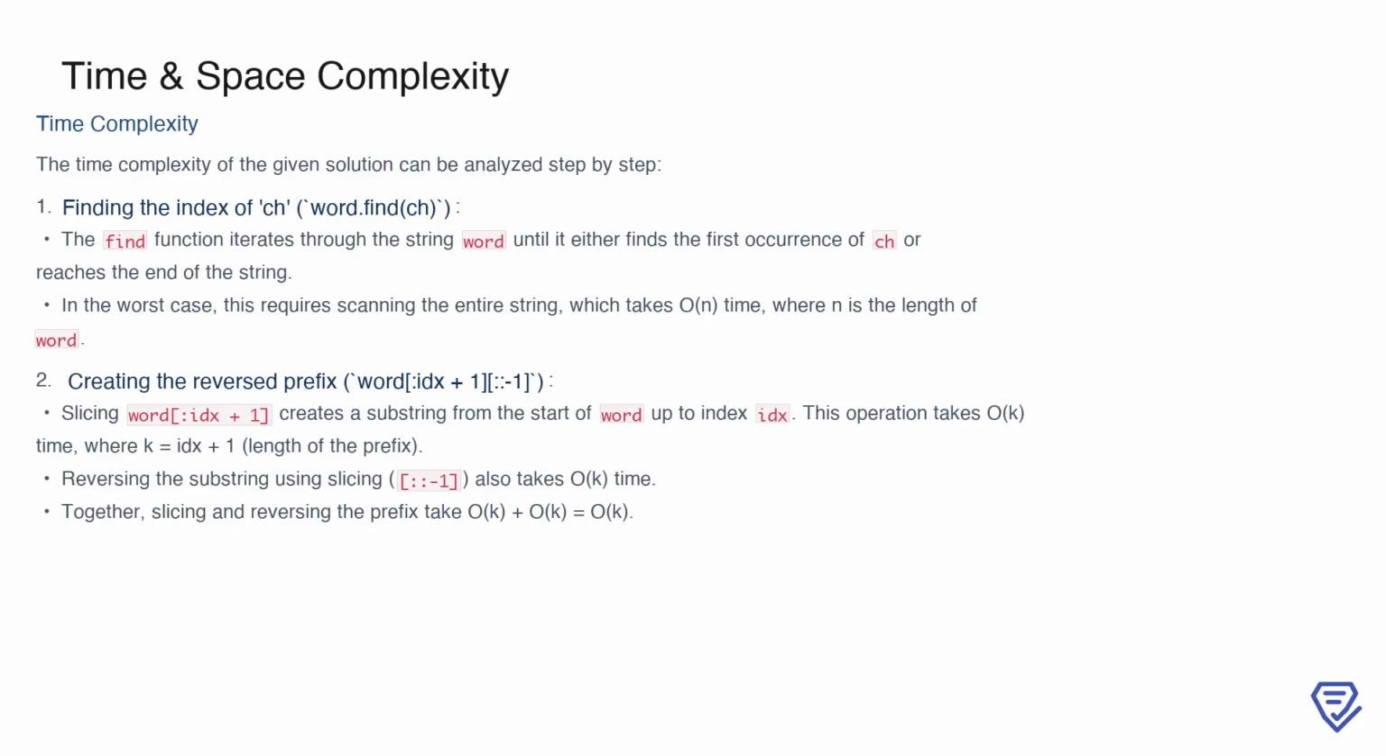Next, we create the reversed prefix by slicing the string up to the found index and reversing it. Slicing the string takes k time, where k is the length of the prefix, and reversing it also takes k time. Combining these operations, the total time complexity for this step becomes k plus k, which simplifies to O(k).